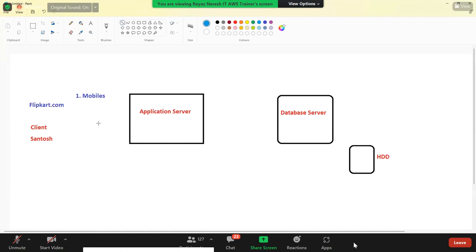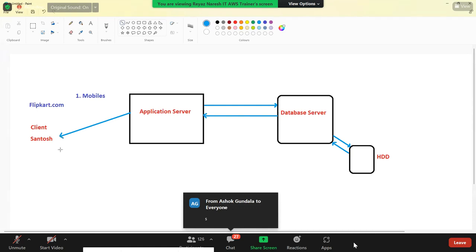Whenever Santosh requests mobiles, the request goes directly to the application server. From the application server, it goes to the database, right? The database searches for the data in the slow hard disk, and the hard disk sends the data back to the DB server. The database server sends it back to the application server, and finally it is given to Santosh. Yes or no? This is a normal flow, right?